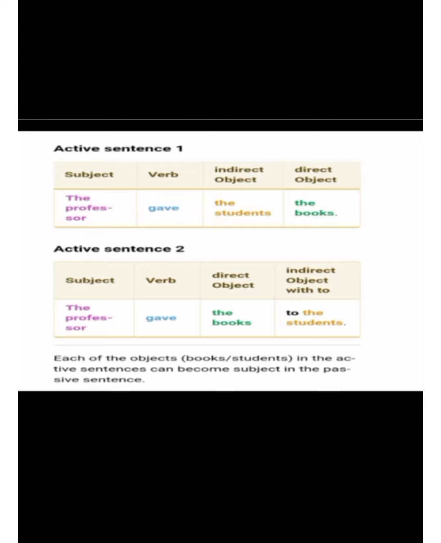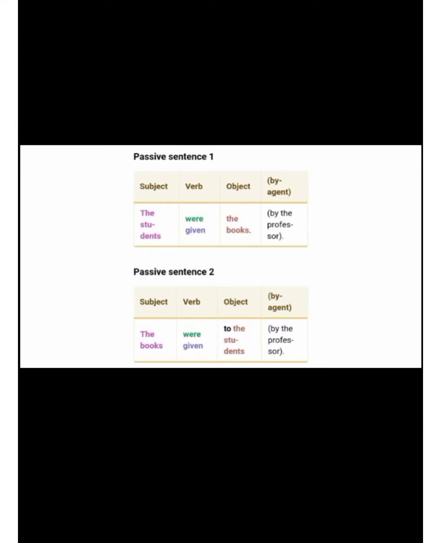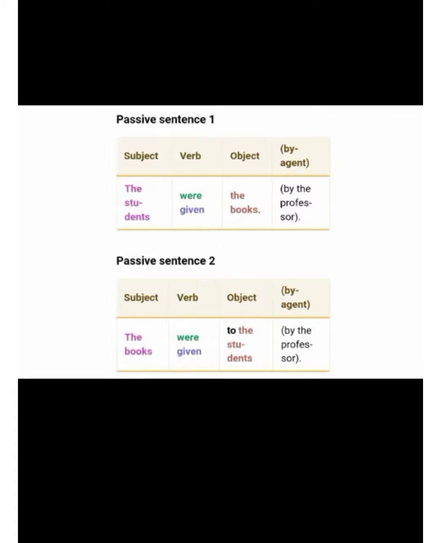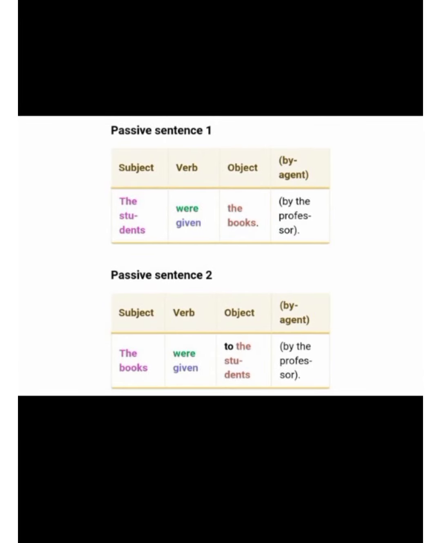So when we change into passive, how will it be? The students were given the books by the professor, and for the second sentence, the books were given to the students by the professor. Clear, children? So when there are two objects in active voice, we can make two passive sentences.